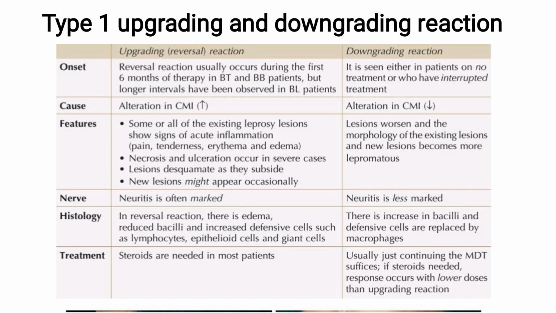Here it is due to increased cell mediated immunity. Here there is decreased immunity. In reversal reaction, there is edema. Histologically, there is edema, reduced bacilli because of increased cell mediated immunity, and increased defensive cells such as lymphocytes, epithelioid cells, and giant cells. There is an increase in bacilli and a decrease in defensive cells, which are replaced by macrophages, where there is decreased cell mediated immunity.